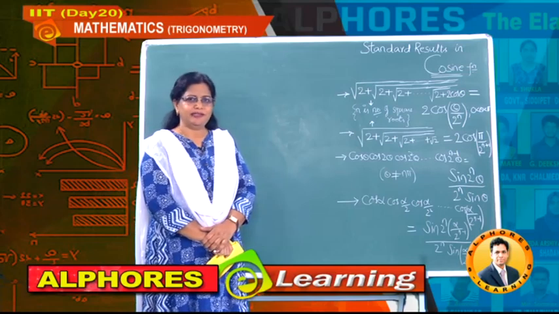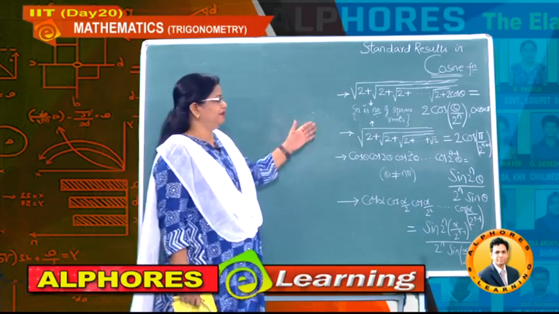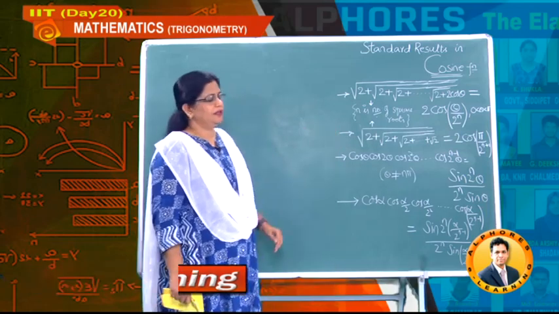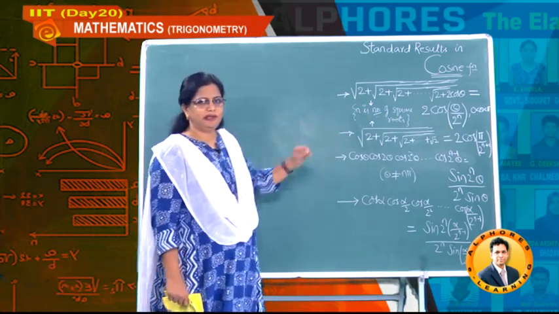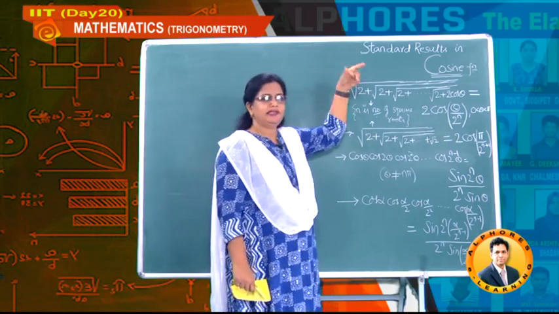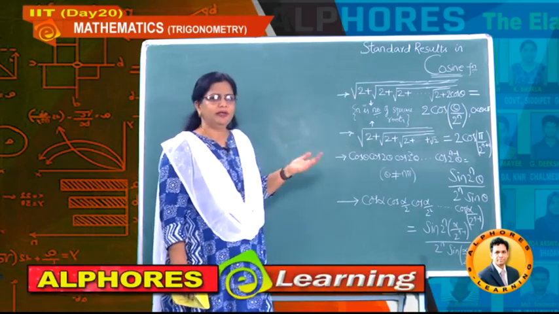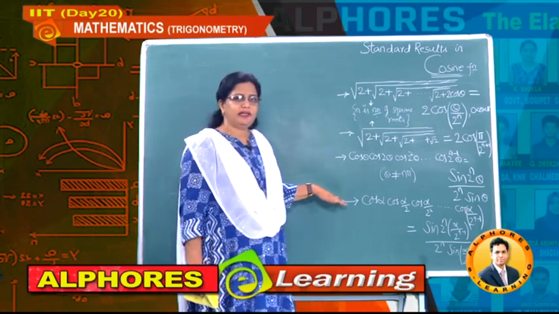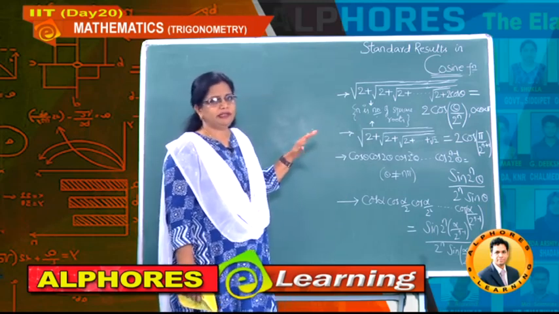We are in multiple and submultiple angles. Yesterday we have done some problems regarding these multiple and submultiple angles. Now again extension, observe all of you the heading: standard results in cosine functions using multiple and submultiple angles. Many are there, better let us write all cosine function values at one stage.